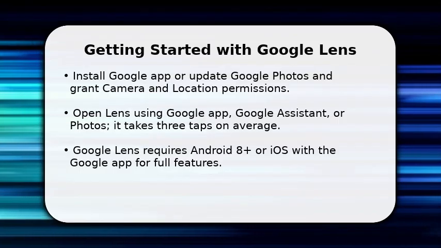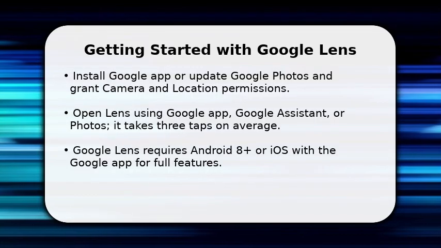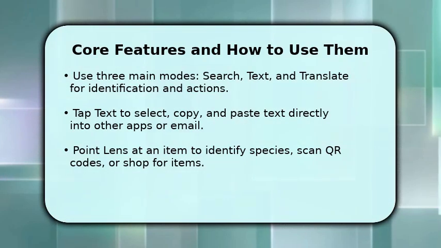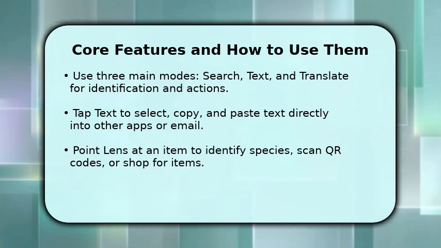Open Google Lens from the Google app, Google Assistant, or directly inside Google Photos. Typically, you can reach Lens in about 3 taps from the home screen or app interface. Google Lens offers 3 main modes: search, text, and translate for different tasks.